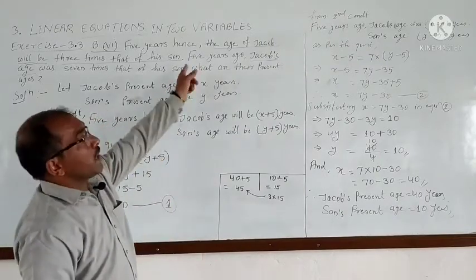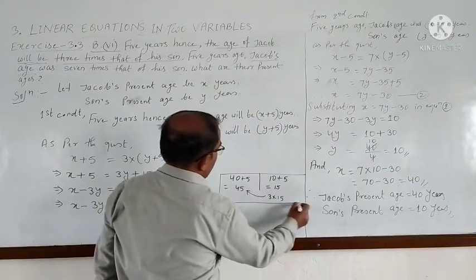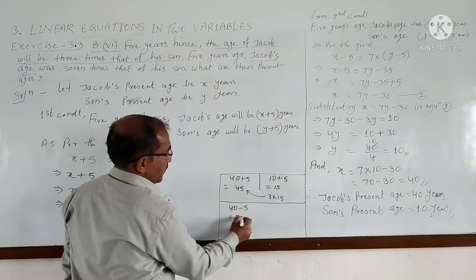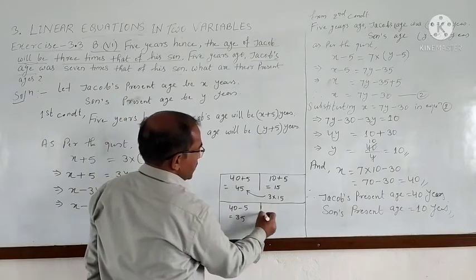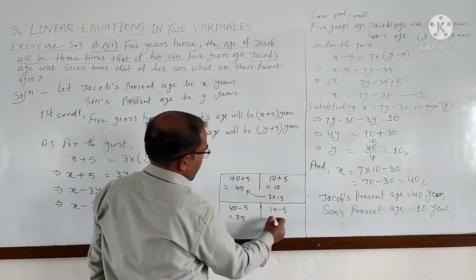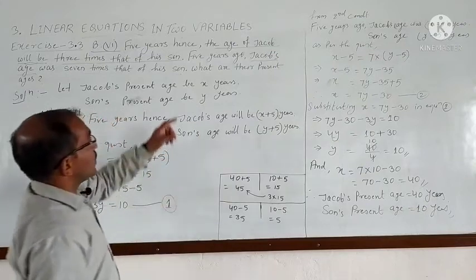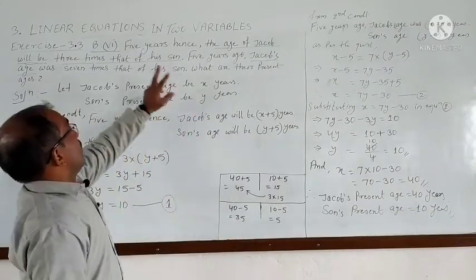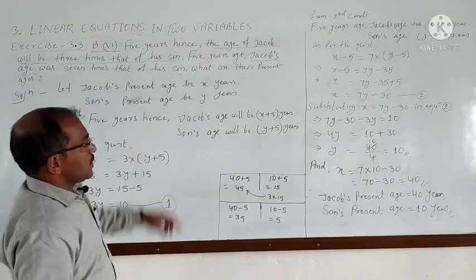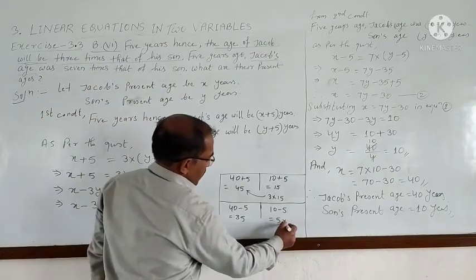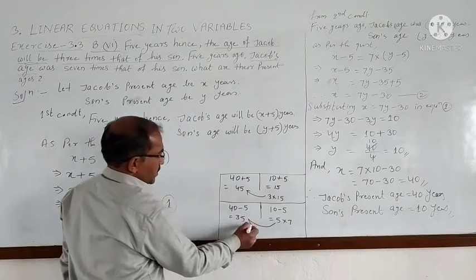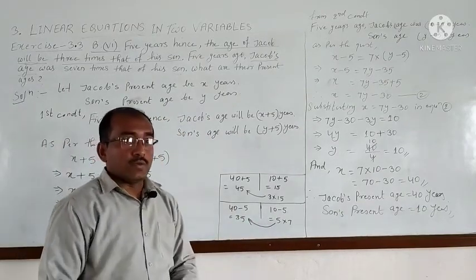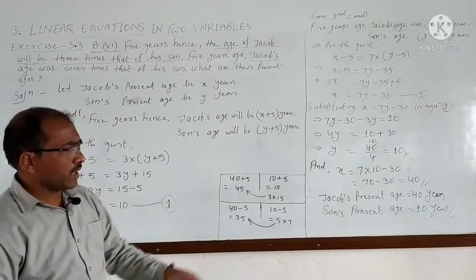Let us see now 5 years ago. When we talk about ago, that means Jacob was how many years? 35 years. And the son was how many years? 10 minus 5, 5 years. And what is the question telling? 5 years ago, whatever were the ages of those two people, Jacob was 7 times that of his son. That means if we multiply 7 with the son's age, it will be equal to Jacob's age. 7 5s are 35. So this way we can verify. It takes only a few seconds.